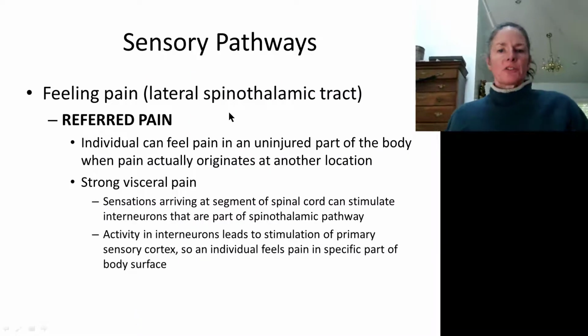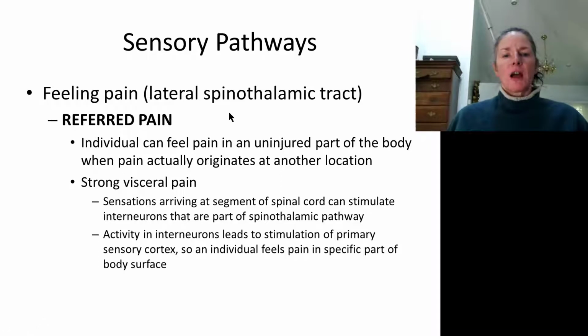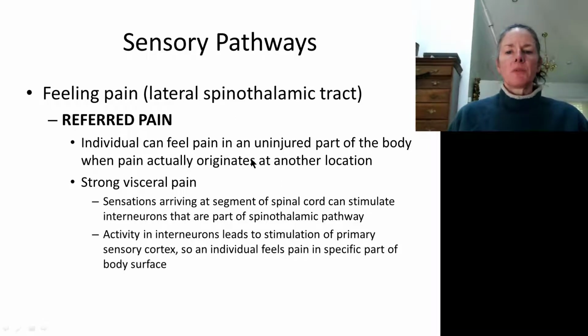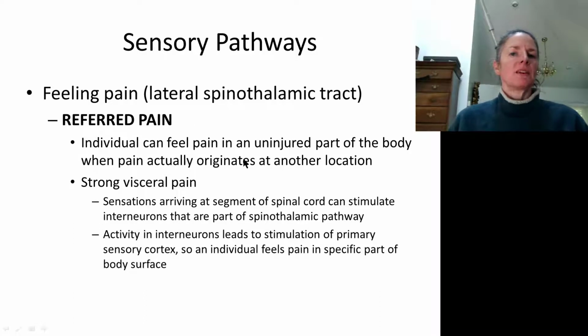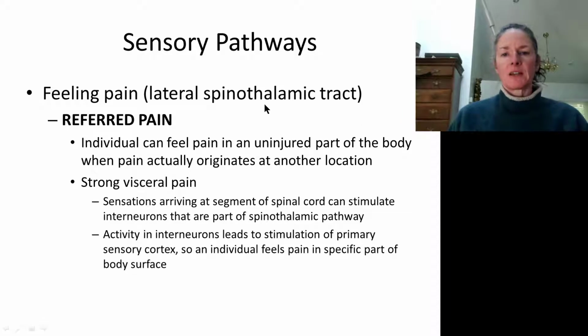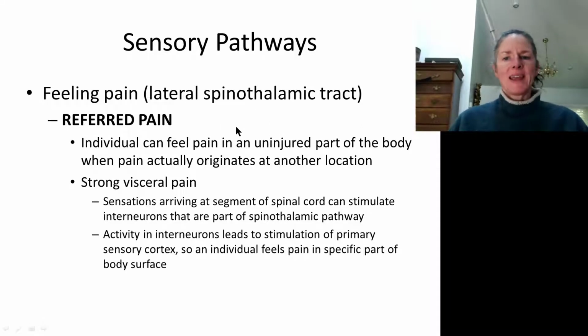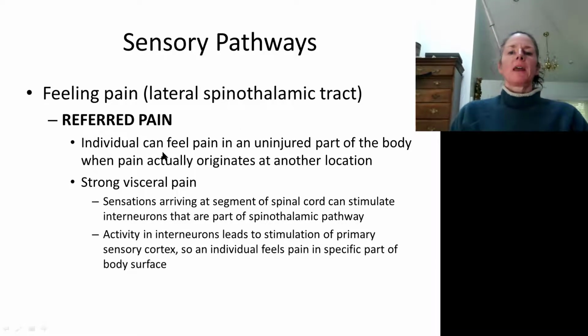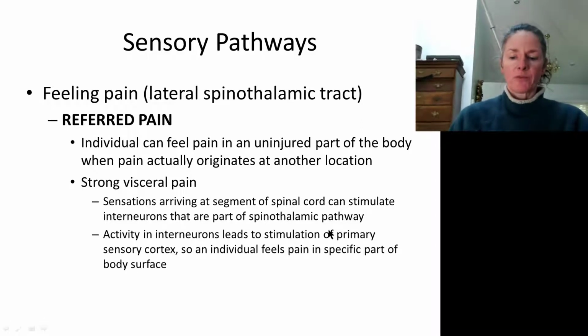Now, what's interesting about this is in the spinothalamic tract, especially in the lateral spinothalamic tract, sometimes there can be interneurons that are receiving information from other parts of the body. So, for example, you could be receiving visceral information. Some of that will be carried to interneurons in the spinothalamic tract. And what will happen is we will get a pain sensation from a part of the body that's not actually being stimulated. So sometimes we can have visceral pain from the stomach, the gallbladder, the heart, or something like that that's arriving at the same segment of the spinal cord and can stimulate interneurons that are part of the spinothalamic pathway. And this is called referred pain.